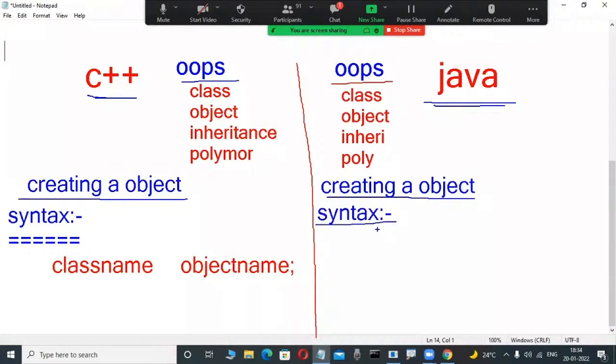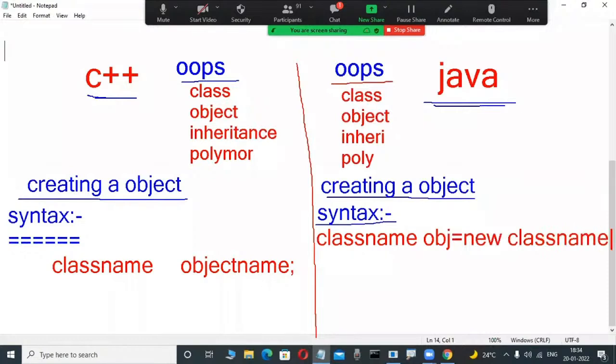Yes, very good. Some fellows are telling correct: class name, object name is equal to new class constructor. Is some other syntax there or not? Observe here. That's why these two languages are syntactically different. Conceptually, OOPS concepts are the same, but syntactically different.